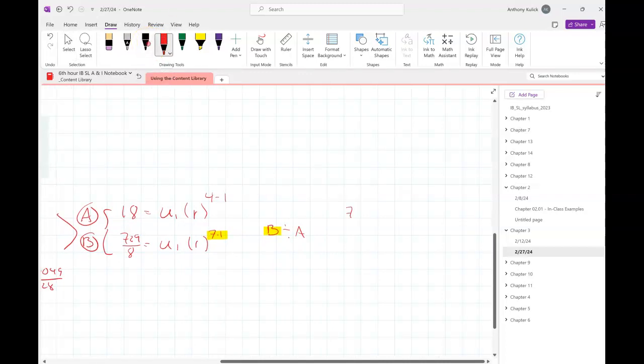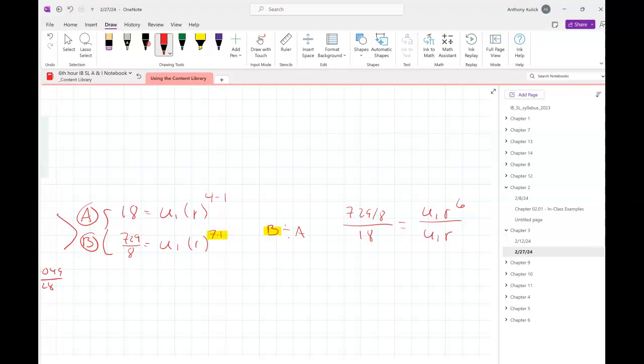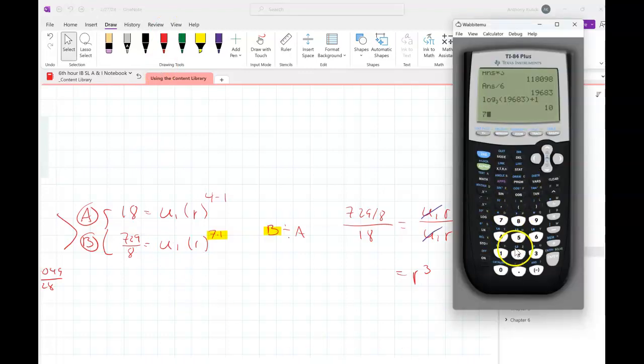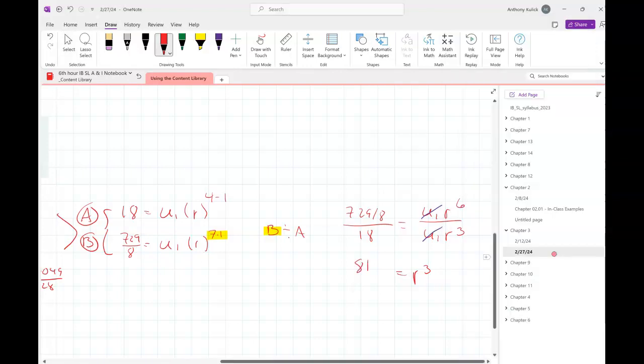So if I do that, I'm going to have 729 over 8 divided by 18 equals u1 r to the 6th over u1 r to the 3rd. Well, the u1s reduce, and r to the 6th divided by r to the 3rd is just r to the 3rd, because we subtract exponents when we divide. And then let's do 729 over 8 divided by 18 real quick. So that's 81 over 16. And then I need to do the cube root of both sides to get r by itself.